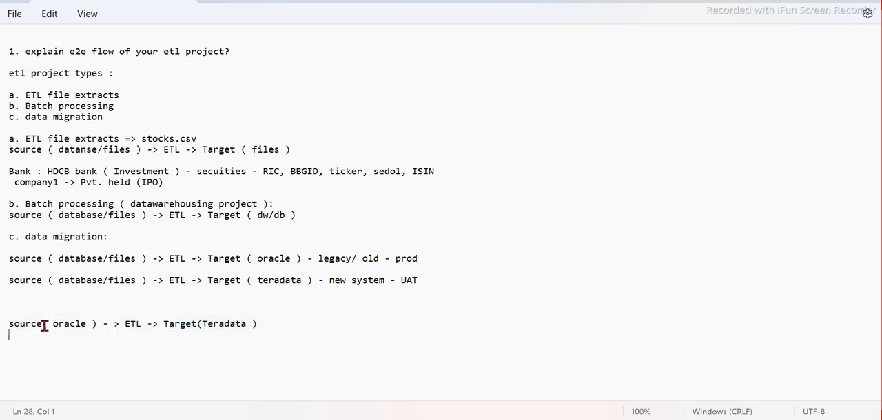Because as soon as I'm done migrating the entire data into Teradata, I will not use this particular ETL flow anymore, because this data is probably static data, which is just data that is not changing, right? This is the data that is kept somewhere, and I just want to keep it again in my new system, right? So I hope I was able to explain these three types of projects.